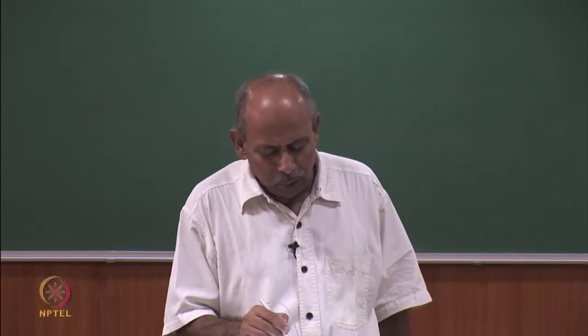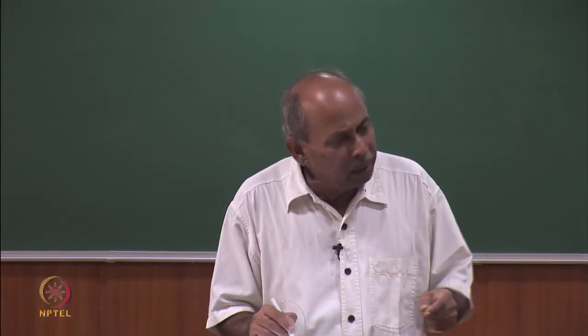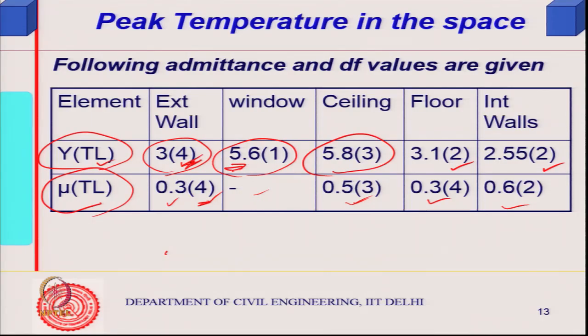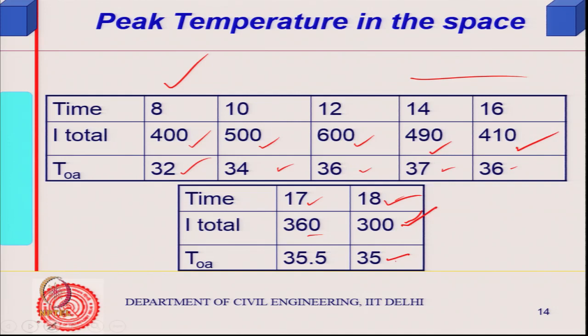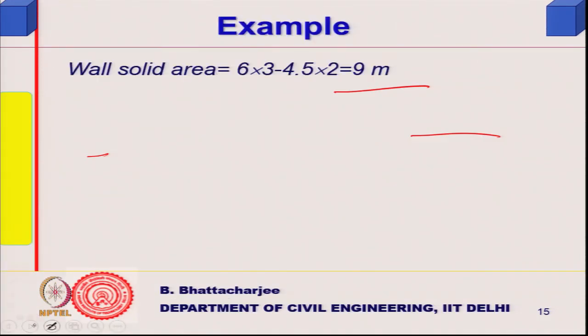Similarly, for all others. For window glass, the admittance time lag is only 1 hour, and the admittance value is 5.6. It does not have any decrement factor mu because heat will come straight away. For ceiling, 3 hours and so on. So, this time lag has to be taken into account, and I am calculating accordingly, as you can see, right.